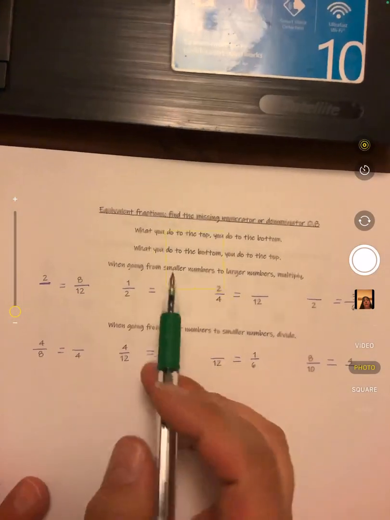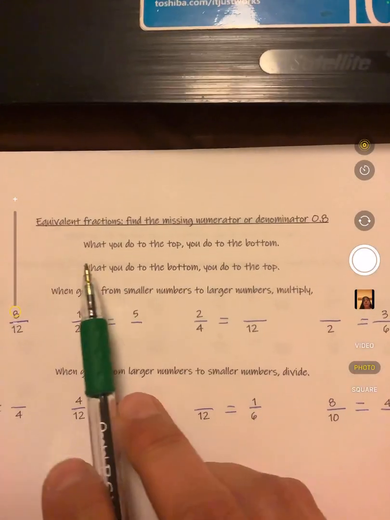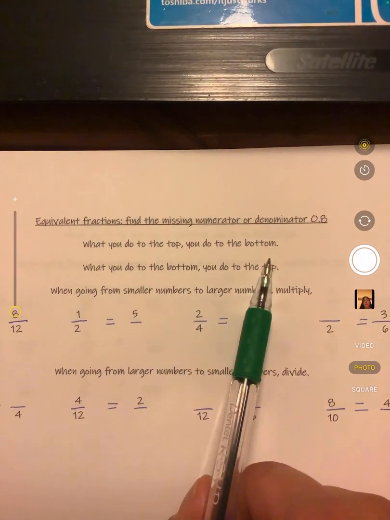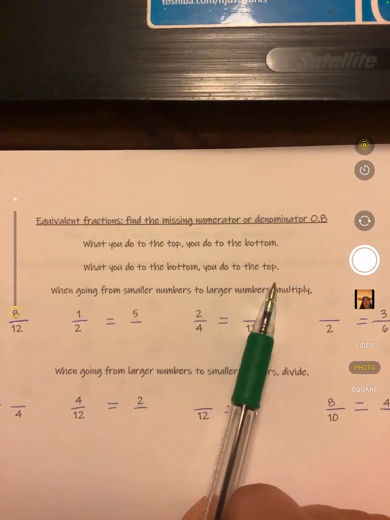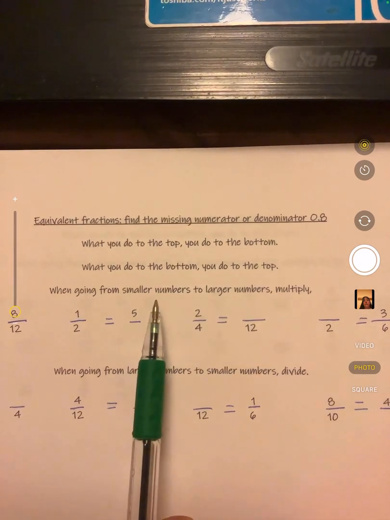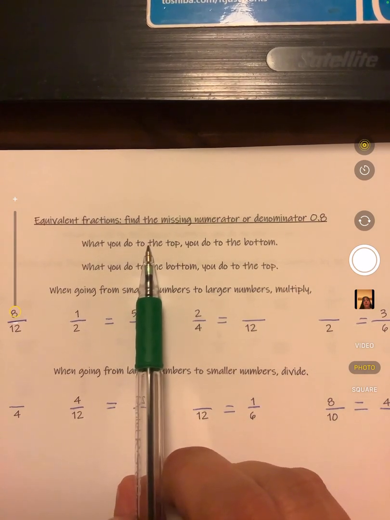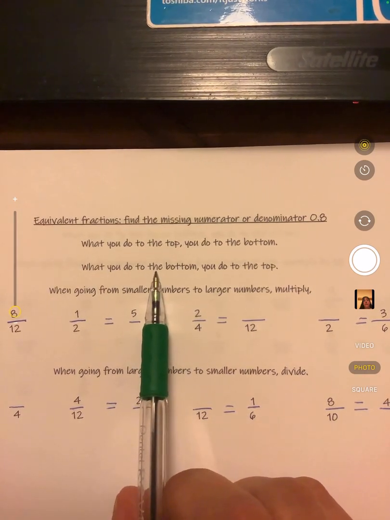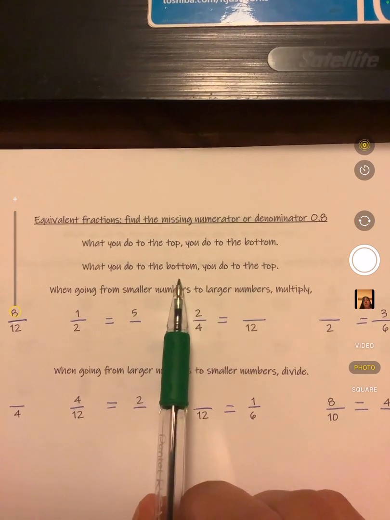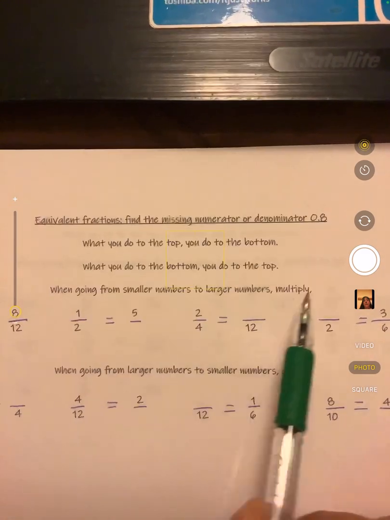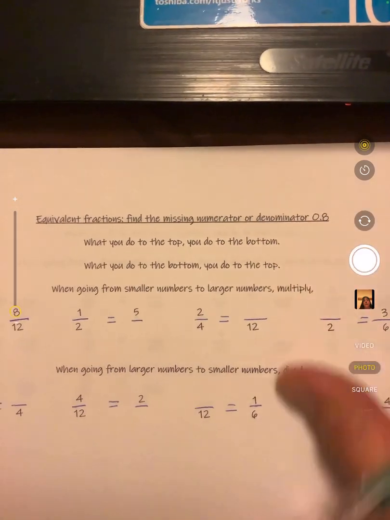Sorry, my writing's a little small. So what you do to the top, you do to the bottom. What you do to the bottom, you do to the top. I'll explain that. If I multiply by 3 on the top, I multiply by 3 on the bottom. If I multiply by 10 on the bottom, I have to do the same thing to the top. When we're going from smaller numbers to larger numbers, we multiply. And that is right here.